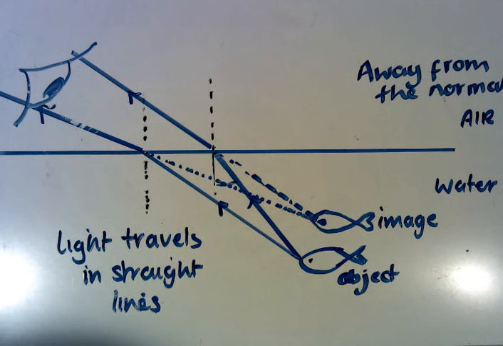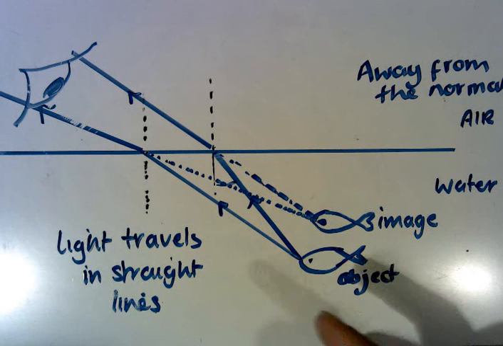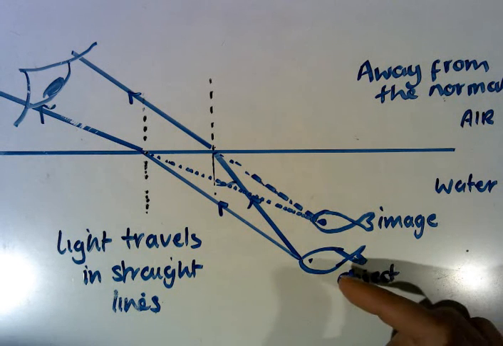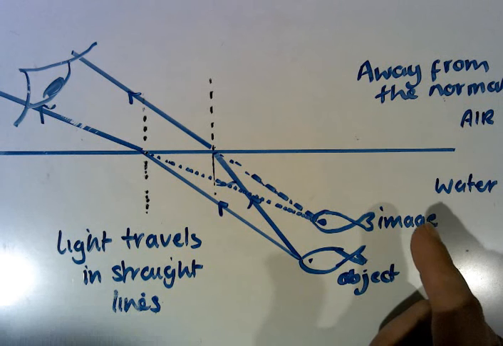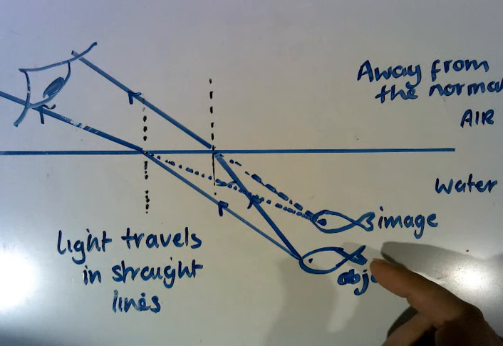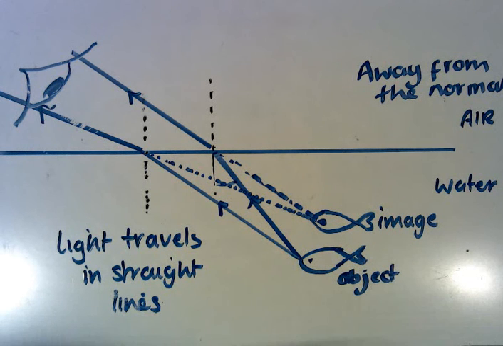So if you're asked a type of question, like if there's a spear fisherman, where should he aim his spear to hit the fish? We should always say a little bit lower than where he sees it, because the image he sees will always be slightly higher than the actual fish itself. So he needs to aim a little bit lower than where he sees the fish in the water.